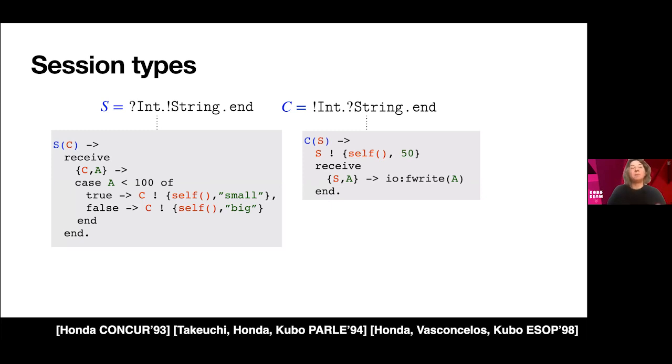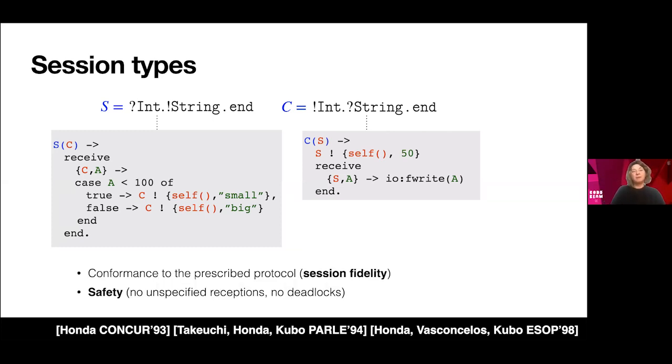Here, for example, for implementing the server, I receive the integer that I put in the variable a, and then depending on the size of a, I send back the specific string, small or big. So I actually say what the integer is, what the string is, and so for the client. And I can statically type check the program against the session types. And this gives me basically two things: conformance to the prescribed protocol and also safety.